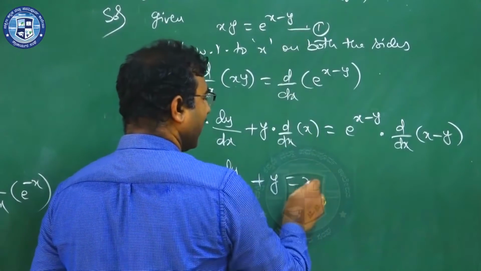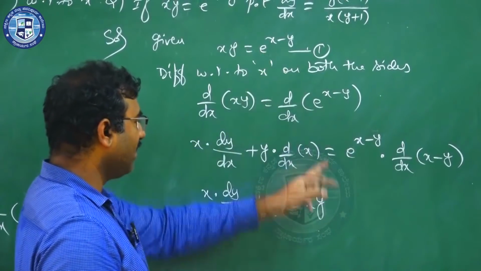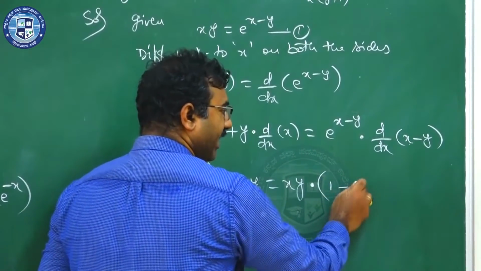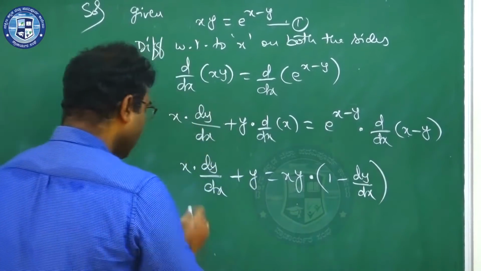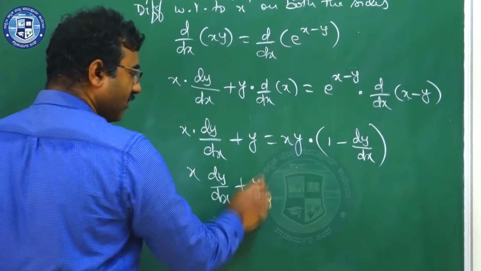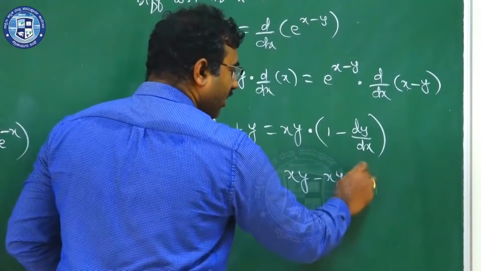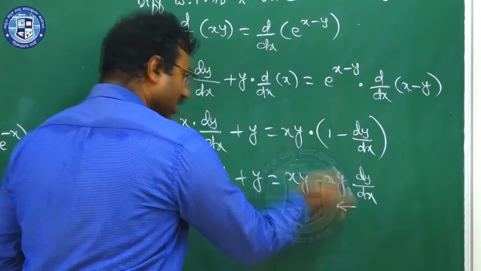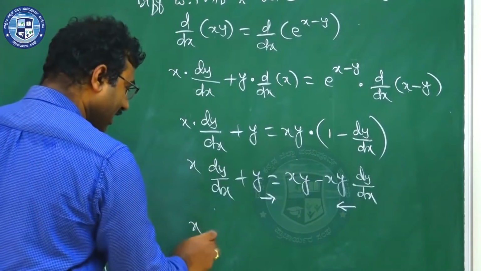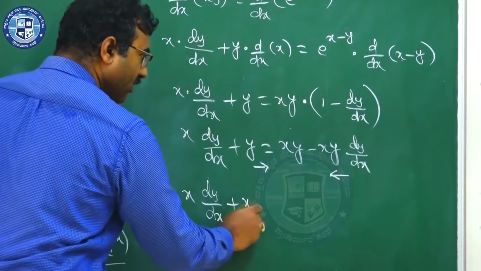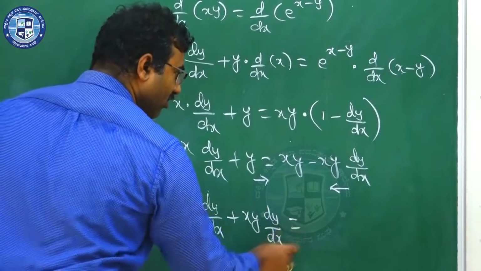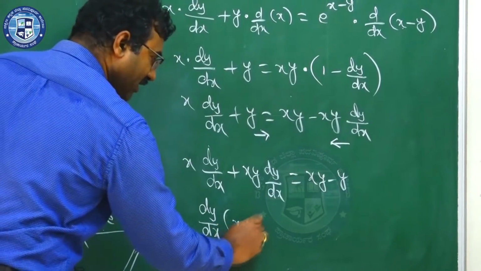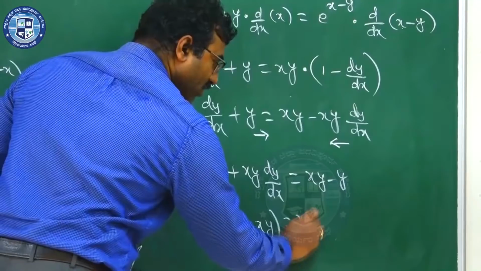Okay, now x into dy by dx plus y is equal to e power x minus y. What I can write from equation 1, e power x minus y I can write as xy, from the given condition 1. xy into d by dx of x minus y, which is 1 minus dy by dx, right? Now we try to separate the dy by dx terms. y is equal to xy minus xy dy by dx. We multiply with xy. Okay, so bring this xy dy by dx to this side and y to the other side. So what we get? x into dy by dx plus xy dy by dx is equal to xy minus y.